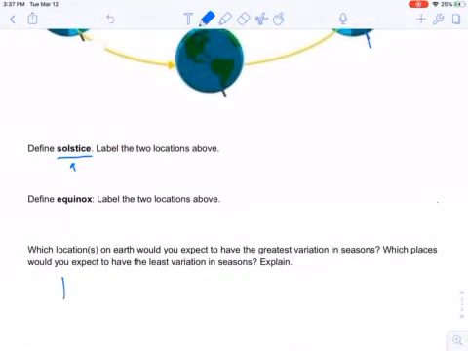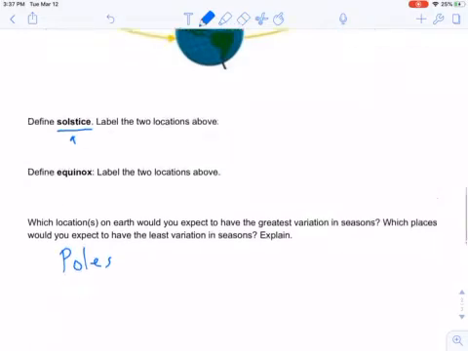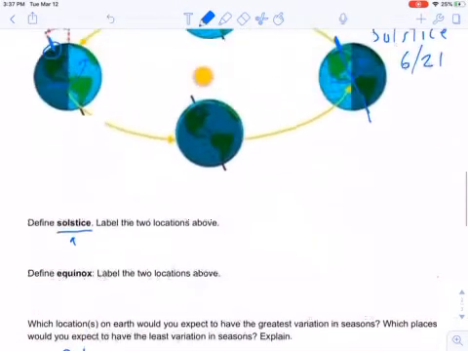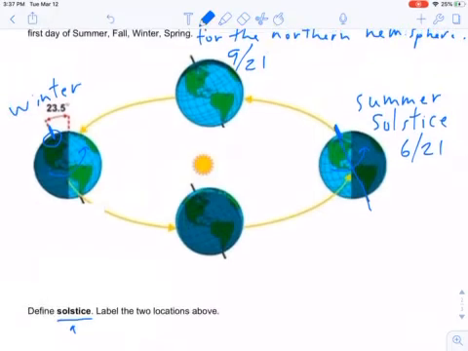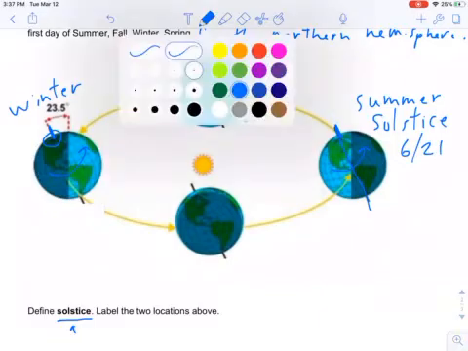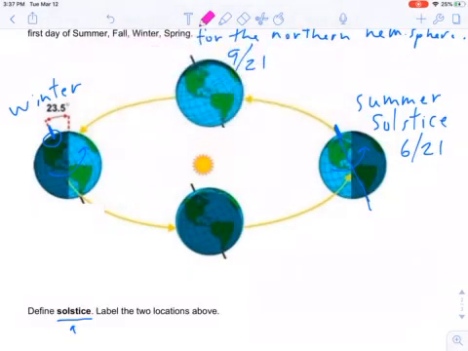So you can describe how we see maximum variation in seasons at the poles. And thinking about extremes, if that's the maximum, where would you have the least? It can help to think about extremes as being, well, where are you farthest from the poles? And you might conclude that that would be along the equator.